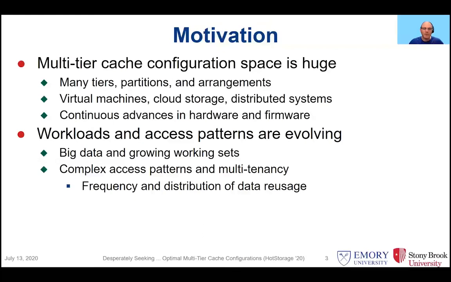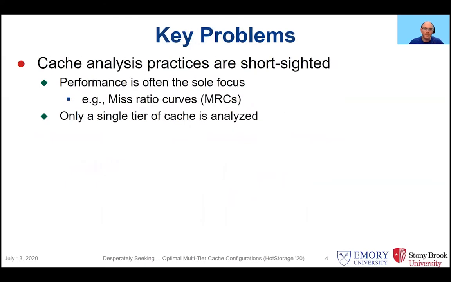Workloads and access patterns are also evolving. The volume of data we access continues to grow, and we're seeing more complex access patterns and increased multi-tenancy. These all greatly impact the frequency and distribution of data reusage, two of the most influential factors in any caching system. It's vital that our methods of evaluating cache mature along with storage technologies.